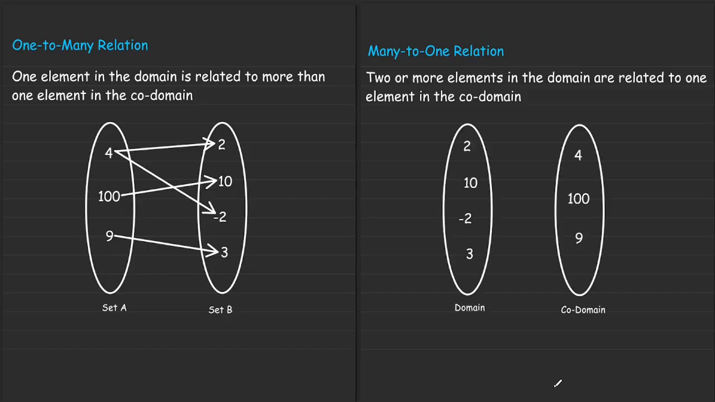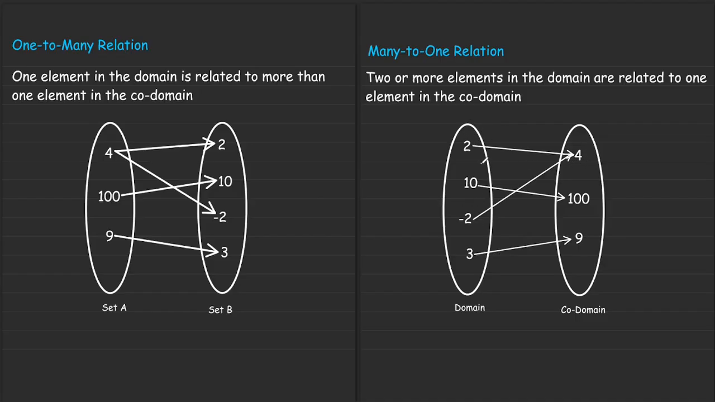So if I'm to pick this same example, looking at what we have here, our domain this time around has 2, 10, negative 2, and 3. Now, our relation this time around is the square, not square root. So the square of 2 is then going to be what? 4. The square of 10 is 100. The square of negative 2 is also 4. And then the square of 3 is also what? 9.